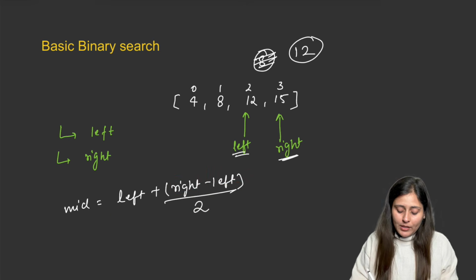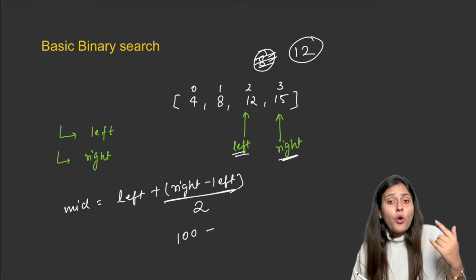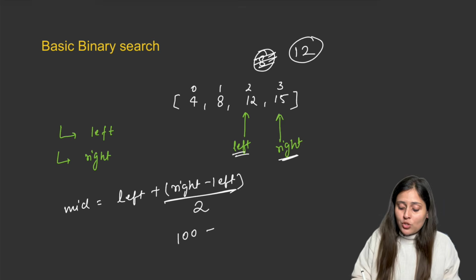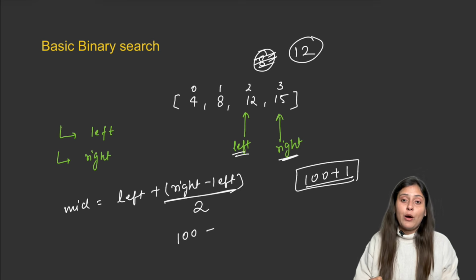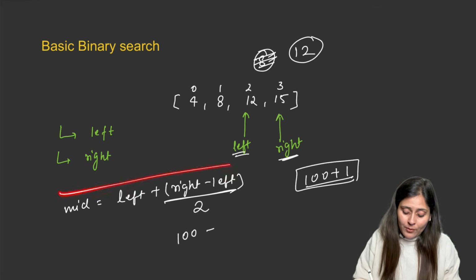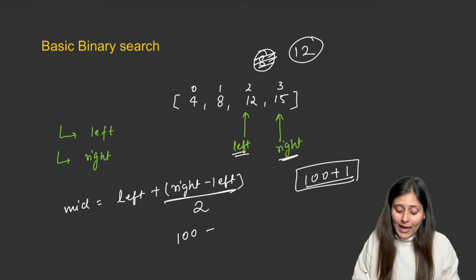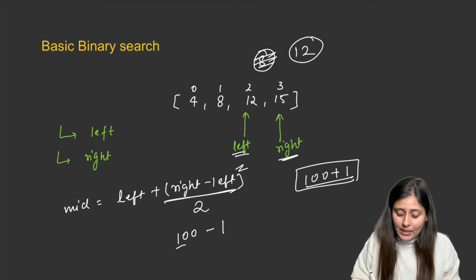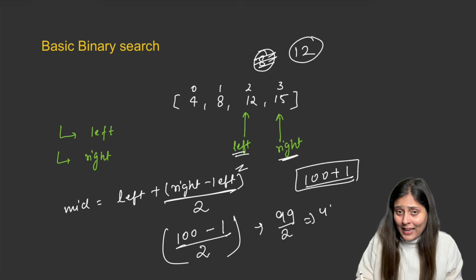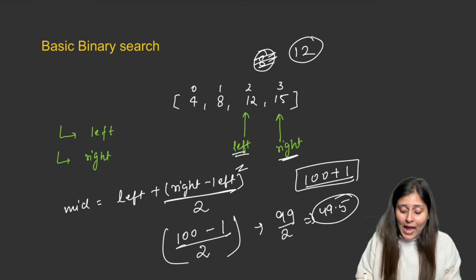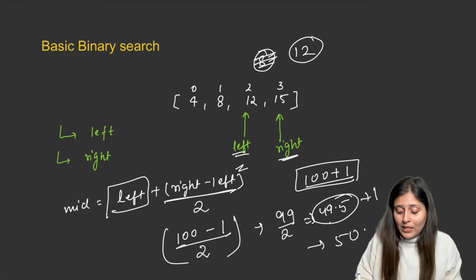Let's take an example. Suppose right is 100, and imagine that numbers beyond 100 do not exist. If you add 100 plus 1, that will go out of bound, and so we use this formula. If right is 100 and suppose left is 1, then subtracting and dividing by 2 gives somewhere around 99 by 2. Can we say 49.5? Yes, we can. Then to this 49.5 we add 1, and hence it makes 50.5.